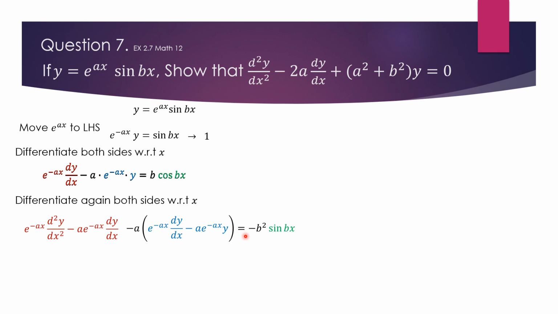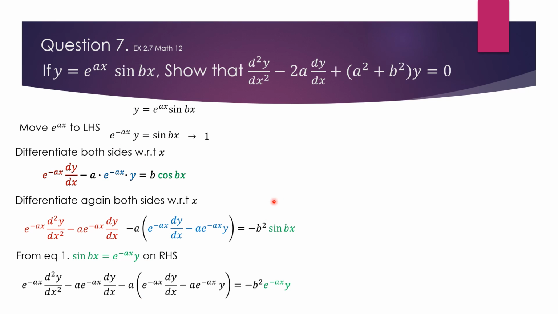Now this becomes equal to minus b square sine bx, because this is cos bx, the differentiation of cos bx is minus sine bx, and the differentiation of bx is only b, so this becomes b square. Now from equation 1, sine bx is equal to e power minus ax y. So substituting this, the left hand side remains the same, and I write minus b square e power minus ax y.